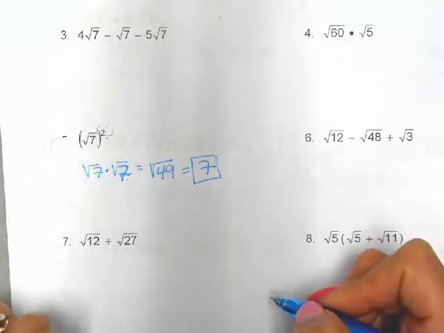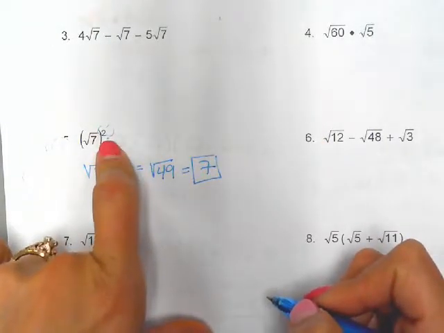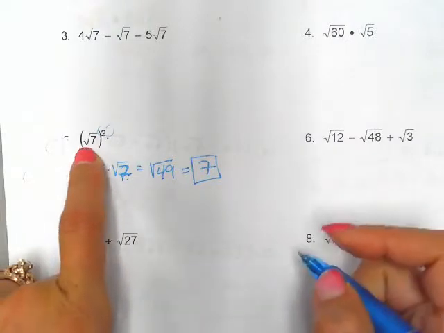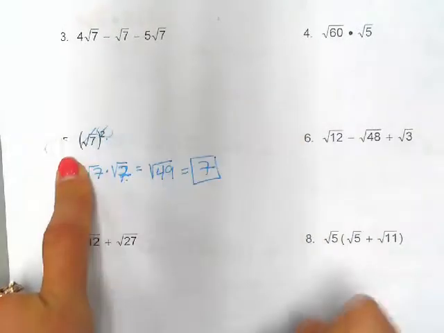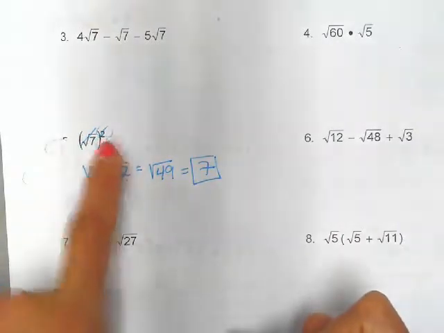Well, check this out. When I square something and when I square root it, those are opposites of each other. So when I have both of them together, they cancel each other out, and I'm left only with the 7.